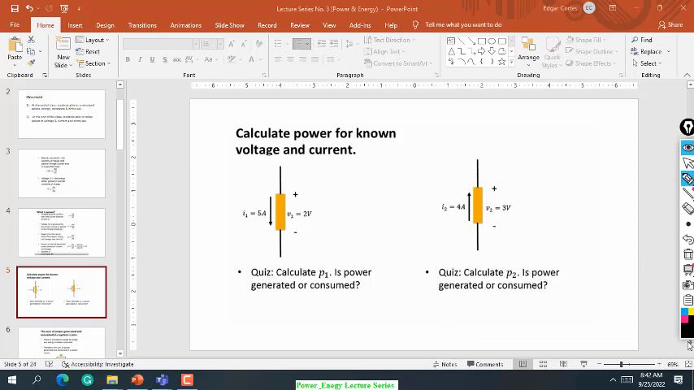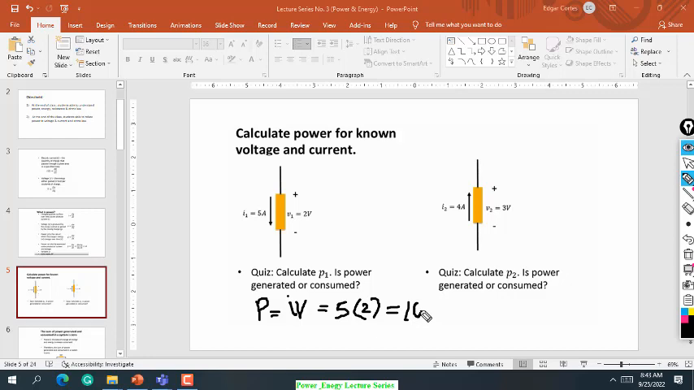For example here, calculate P1: is the power generated or consumed? What is the formula again? Power is equal to IV. What is the current I? I is 5 amperes, and the voltage is 2 volts. So what is the answer? 5 times 2 equals 10.